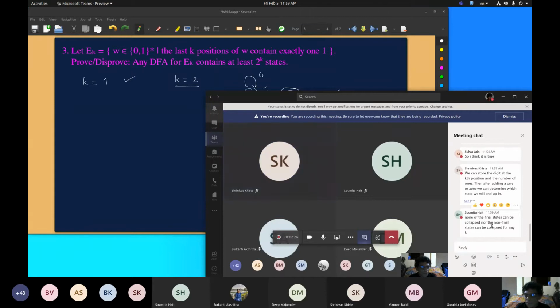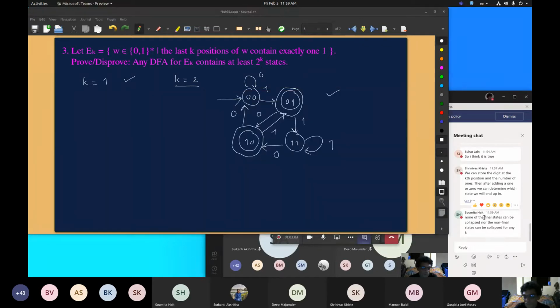None of the final states can be collapsed, nor can non-final states be collapsed, for any k. Now, what are you answering, Saumita? Are you proving or disproving? We can always find some string of zeros of some length so that we end up in a final state for one case and in a non-final state for another case. So what is your conclusion? 2 to the power k states are necessary. Yes, sir.